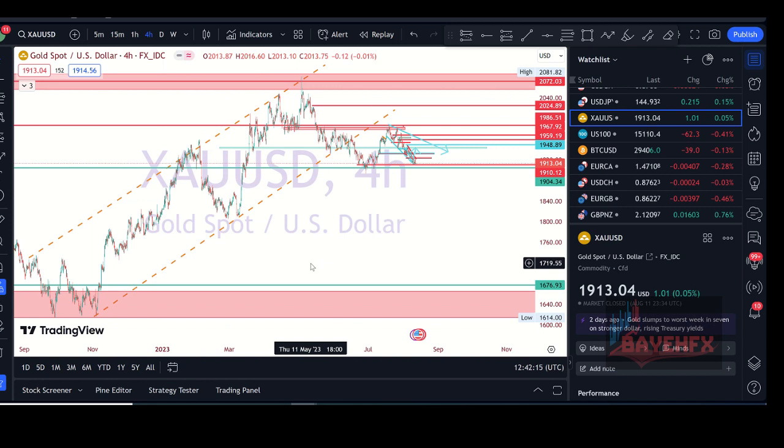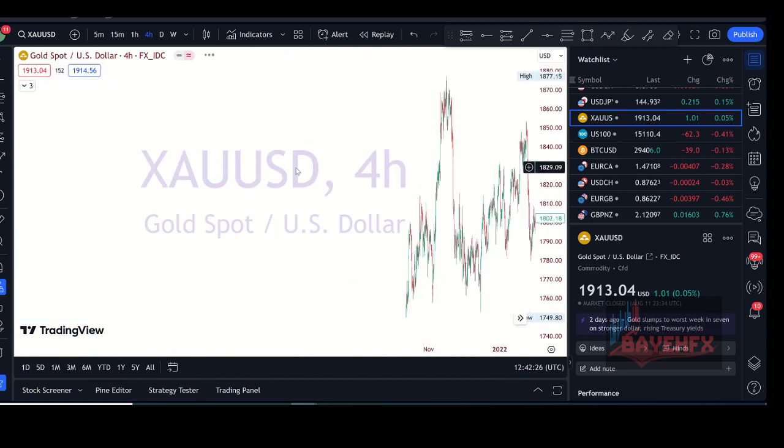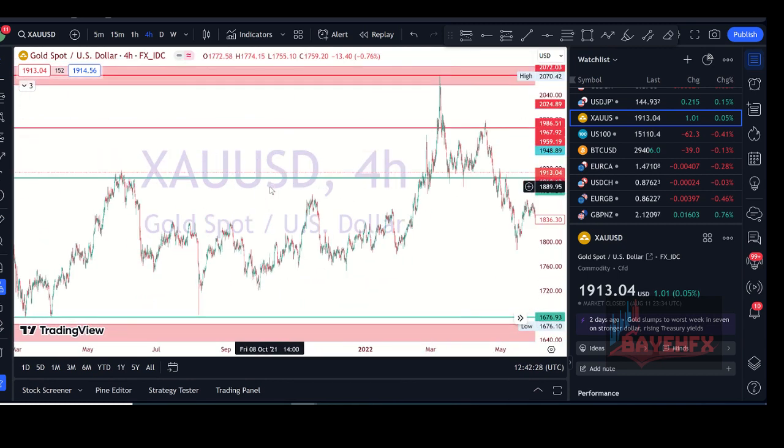So gold has been in a ranging market for, I think, for how long? For long, because we have passed so many phases here. You can see we've passed so many phases here.